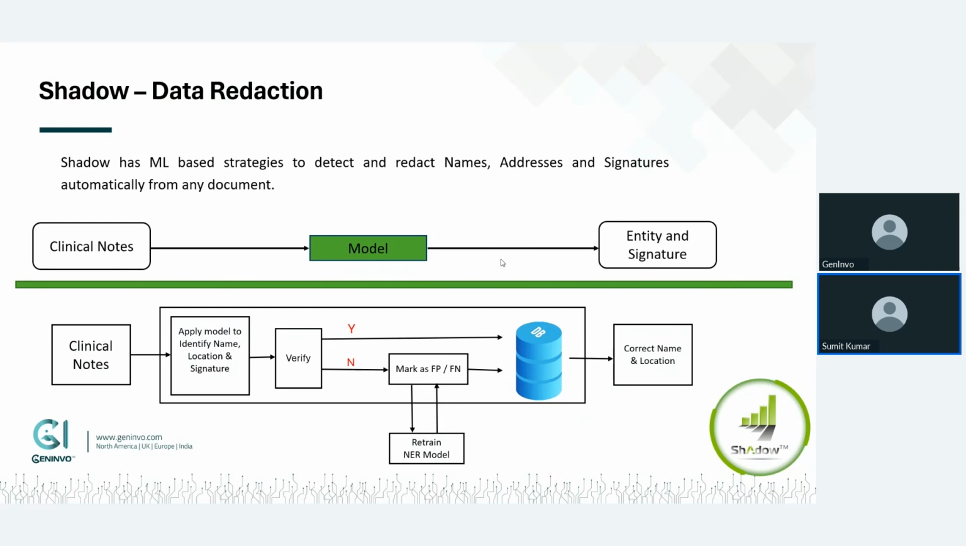And why is it important? Because all these documents contain sensitive information, and as per regulatory authorities or guidelines, sensitive data must not be published publicly. It should be redacted before it goes into the public domain. There are other functionalities also, but when we talk about the AI/ML capability of Shadow, we have two major functions: identifying the entities and identifying the signatures in the documents.